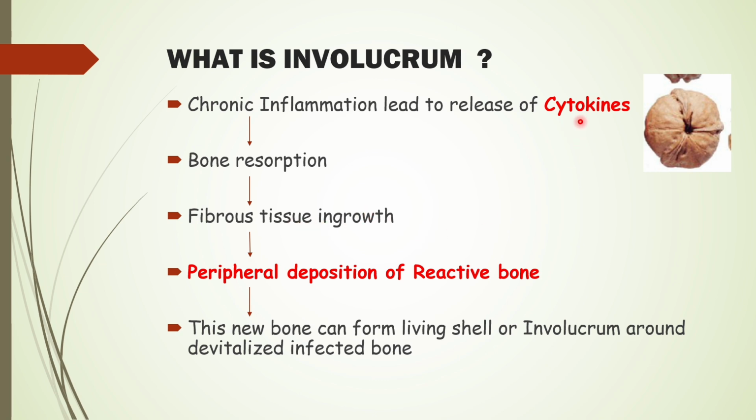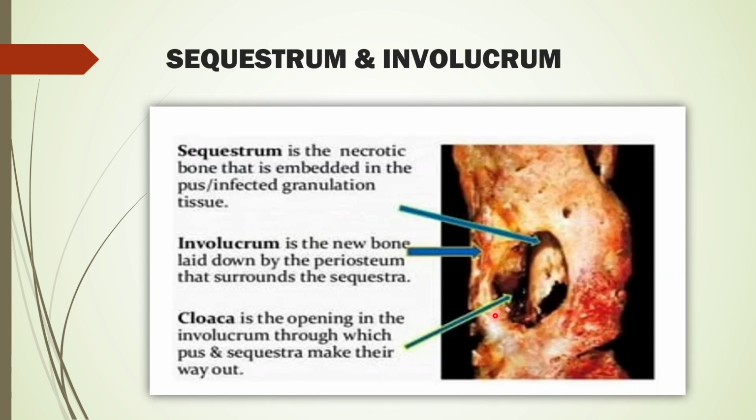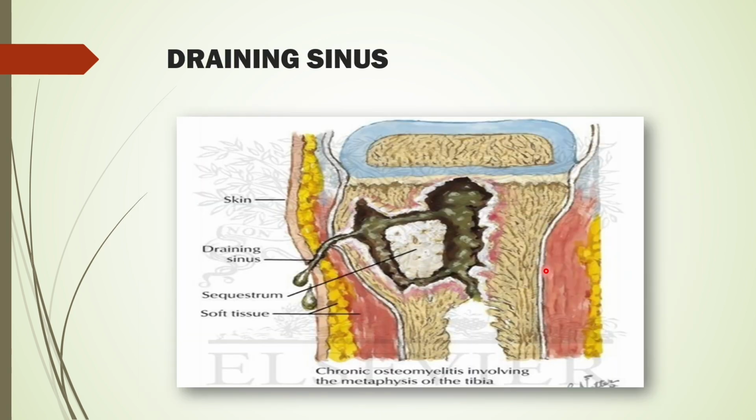And under the effect of these cytokines, there could be reactive bone formation at the periphery. So this new reactive bone formation will form a living shell, or we can say involucrum, around the devitalized infected bone. So that is known as an involucrum. It is a protective bone surrounding the infected one. So here we can see the new bone formation surrounding the dead bone. This is the draining sinus.